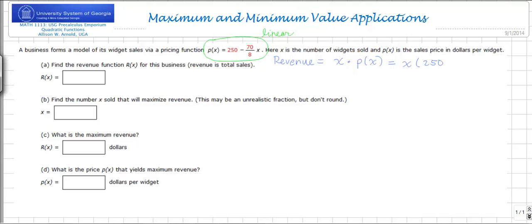And what's nice about this is, in this case, X times P of X is X times 250 minus 78 times X. In other words, we have a nice revenue function. And the first question we have, part A, is find R of X, and we already have it. So my suggestion would be not to simplify it and grade your part A and make sure you're good to go.